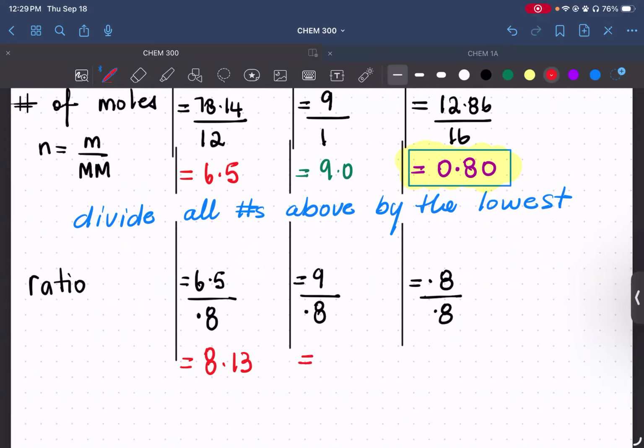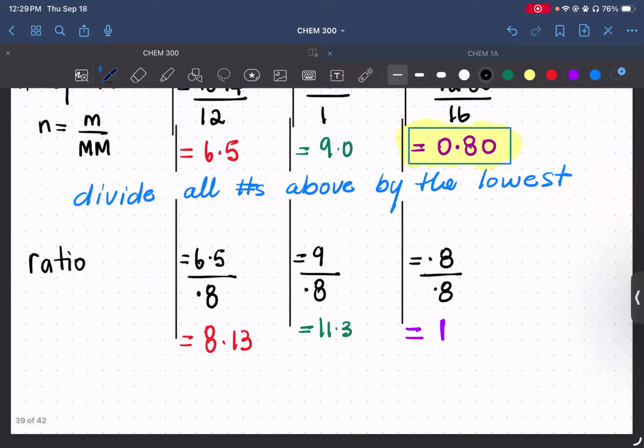9 divided by 0.8 is approximately 11.3. And of course, any number divided by itself is just 1. This is what overall tells us that the empirical formula is C8H11O.